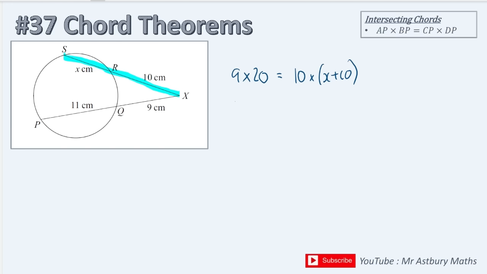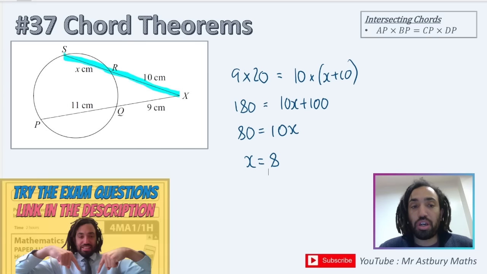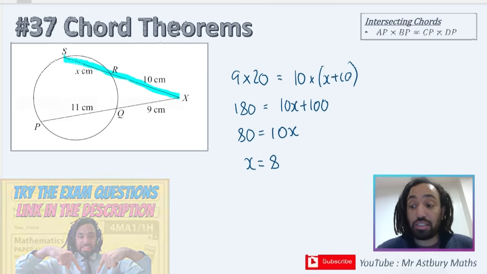So this gives me 180, and this gives me 10x plus 100, minusing 100 from both sides, and then dividing through by 10 gives me what I need. Okay, there are some more tricky questions in the exam video that involve setting up quadratic equations, so give those a go, but this is the fundamentals that you need to know.